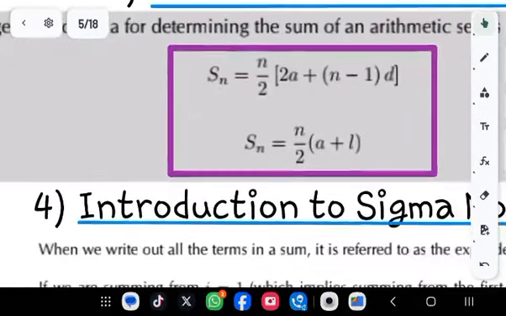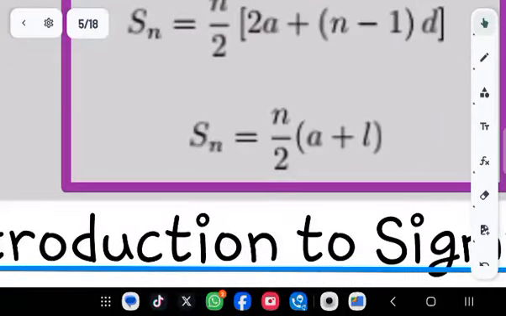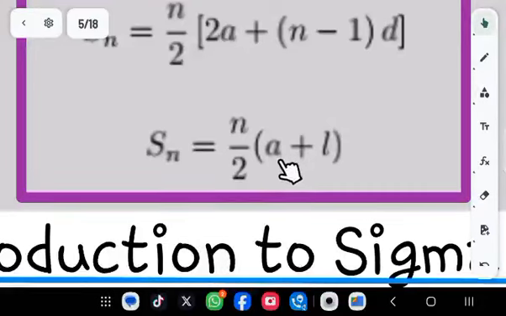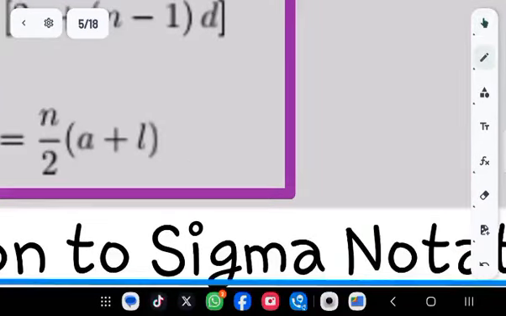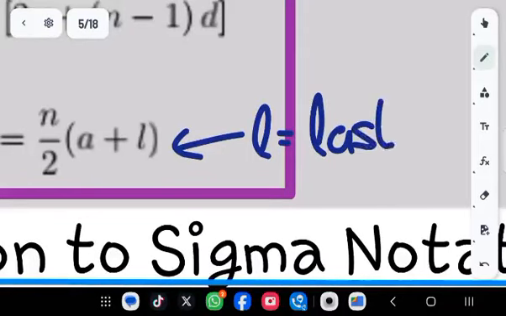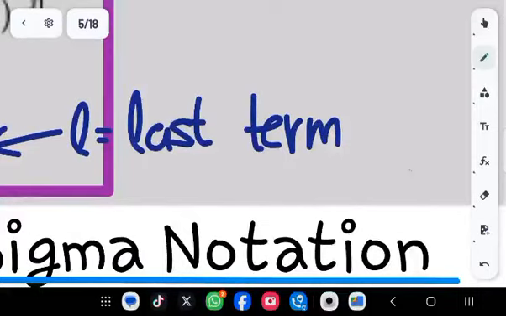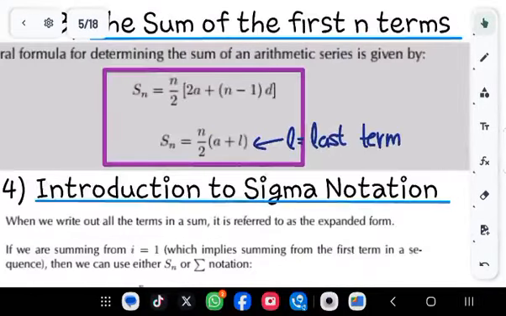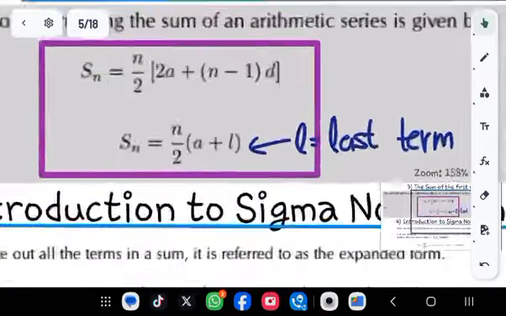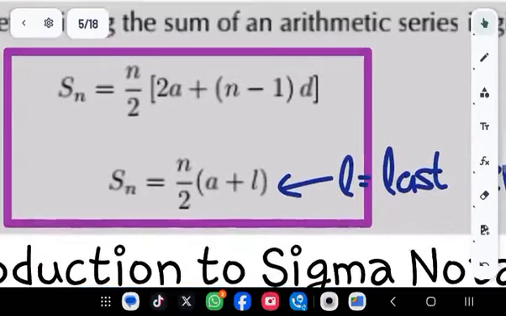Just something to help you remember. And the second one is Sn equals n over 2 in bracket a plus l, where l is the last term of the series. Now this is when you are dealing with a finite series which has the last term given to you and is known. You can just use this to find the sum of the first terms.